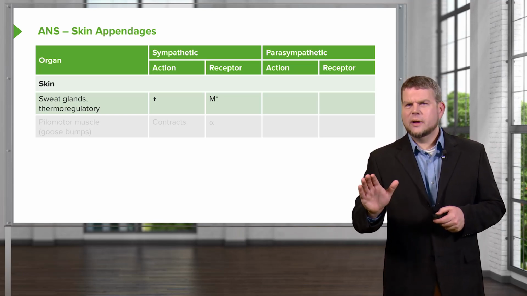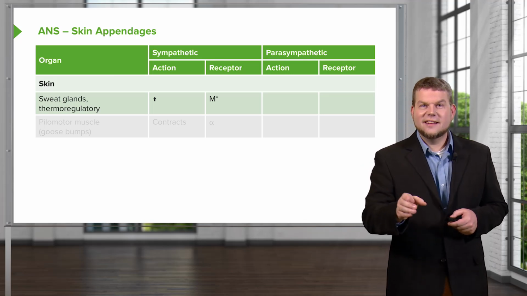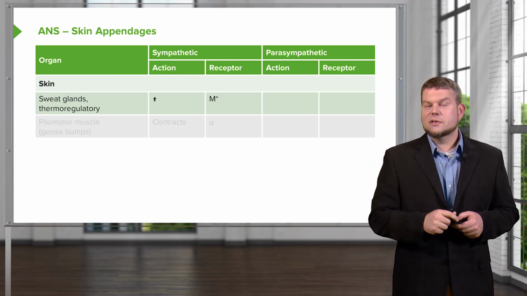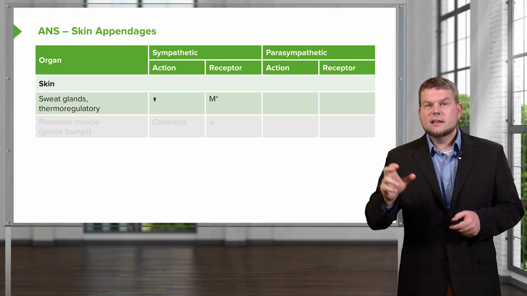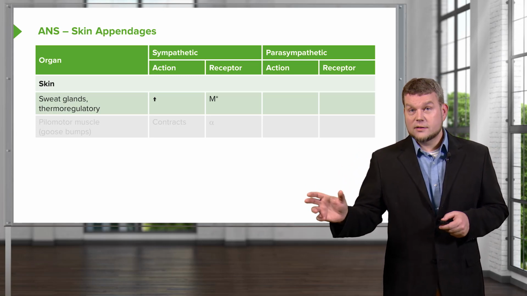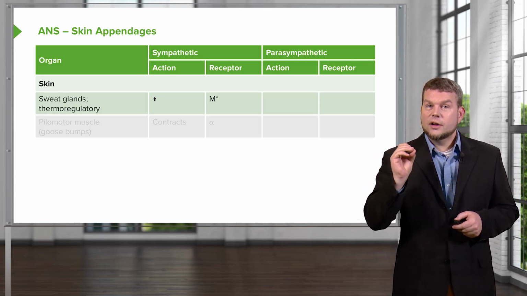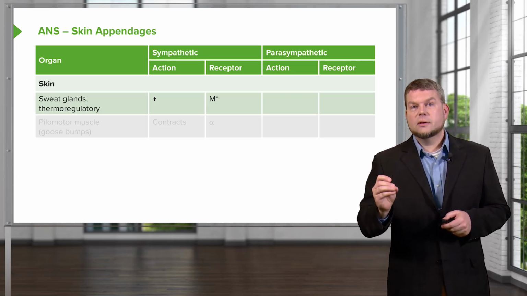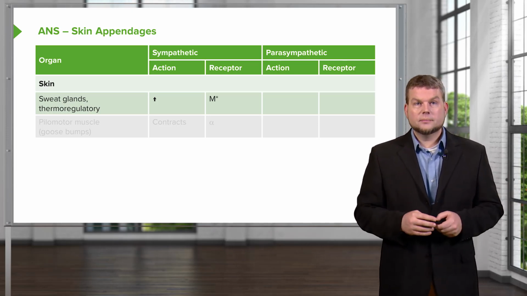Wait. I said muscarinic receptors. Did you mean it? Yes, I did. This is a rare time when the sympathetic nervous system is using a muscarinic receptor. Typically, these are for the parasympathetic nervous system, right? Correct. But in this case, this is an exception to the rule where you use acetylcholine as the primary neurotransmitter and bind to muscarinic receptors, and it's still under sympathetic control.